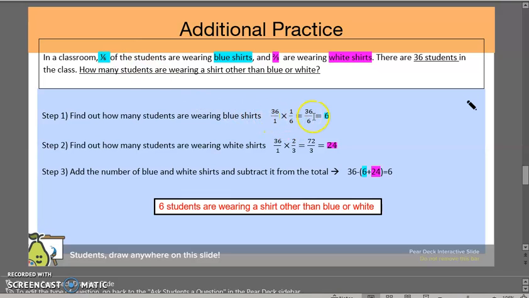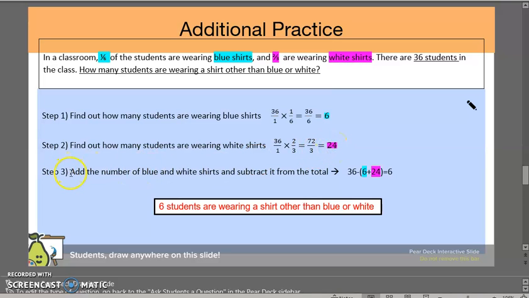We multiply across. 36 times 1 is 36. 1 times 6 is 6. 36 divided by 6 is 6. Step 2, we find out how many students are wearing white shirts. And we set up the same fraction. 36 is our total number of students, and 2/3 are wearing white shirts. We multiply across, and we find that 36 times 2 is 72. 1 times 3 is 3. 72 divided by 3 is 24.